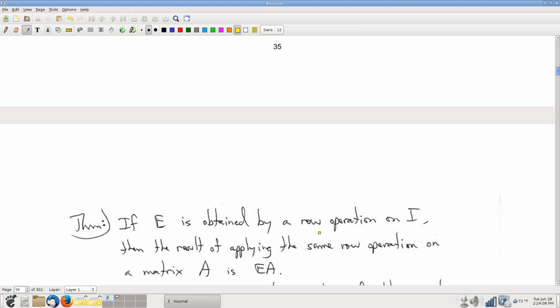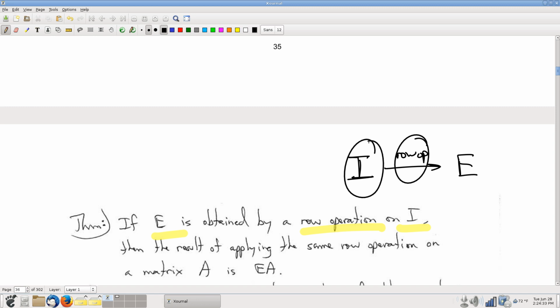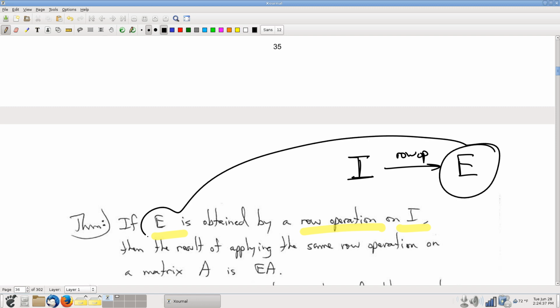So here it is. Suppose you have an elementary matrix that's obtained by a certain row operation acting on the identity. And let's remember that this is what an elementary matrix is. An elementary matrix is what you get when you take the identity and you do a certain row operation. Whatever comes out of that single row operation applied to just the identity matrix is called an elementary matrix. So this E here is an elementary matrix.